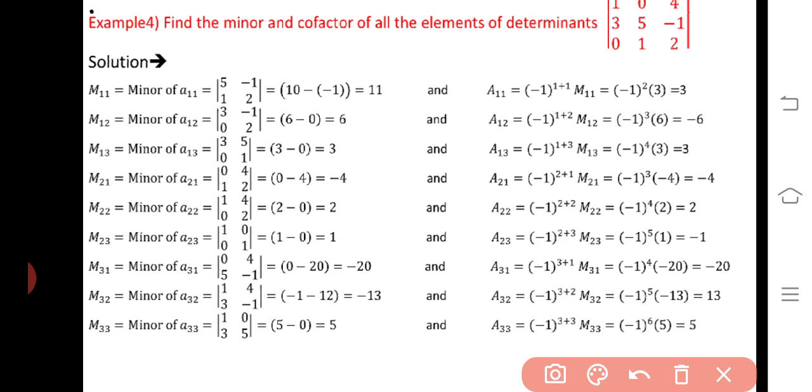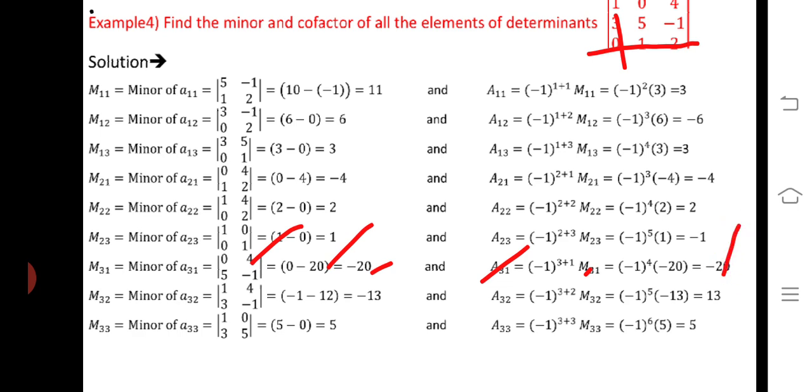Then the minor of 3 1. Delete third row, first column. What are the remaining elements? 0 4 5 minus 1. Multiply: 0 into minus 1 minus 5 into 4 will get minus 20. This is the minor of 3 1. Then cofactor of A31 is minus 1 to the power 3 plus 1 into minor of 3 1. Minus 1 to the power 4 is plus 1, into minus 20 will get minus 20.